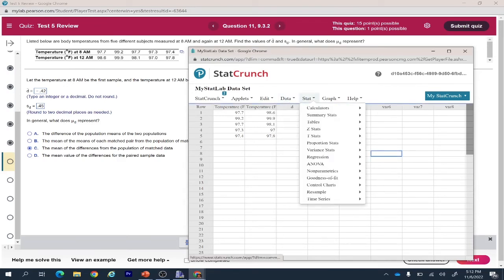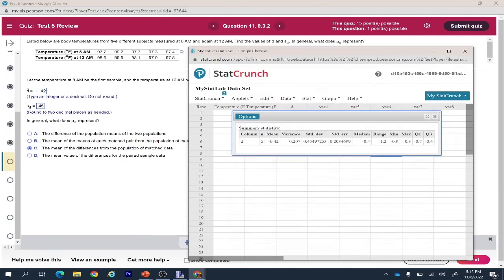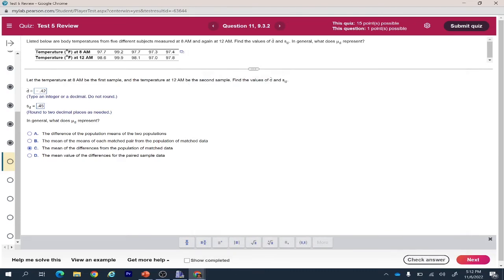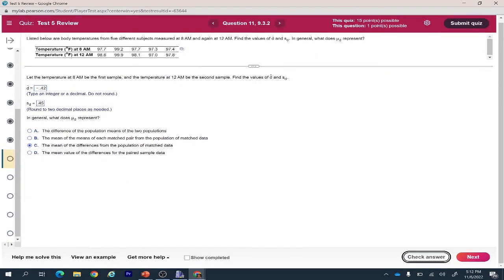For that, if you go to Stat, then Summary Stats, Columns, choose D. D stands for the third column, and compute it. It's going to give you everything. The mean is negative 0.42. The standard deviation is 0.45. So these are the values I took from here. Now, if you go here, in general, what does mu d represent? This is actually the mean of the differences for the population of the paired data. Okay, so that's problem 11.